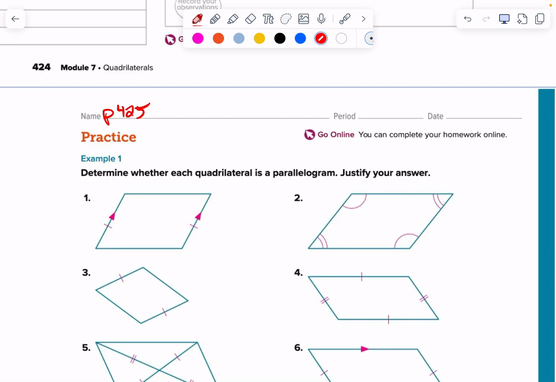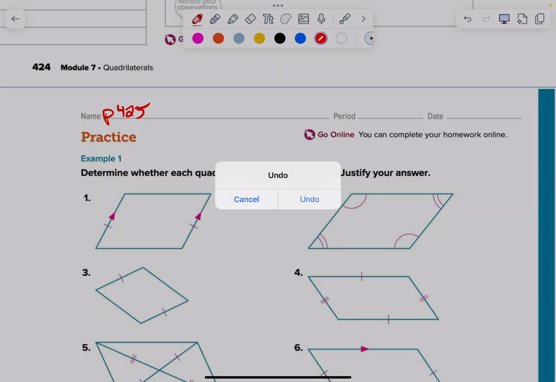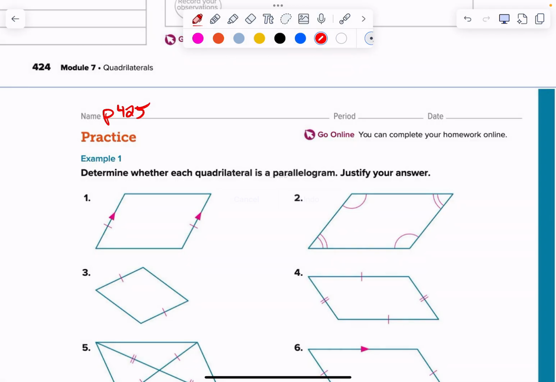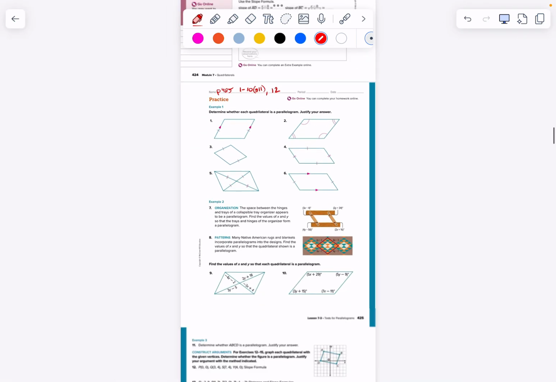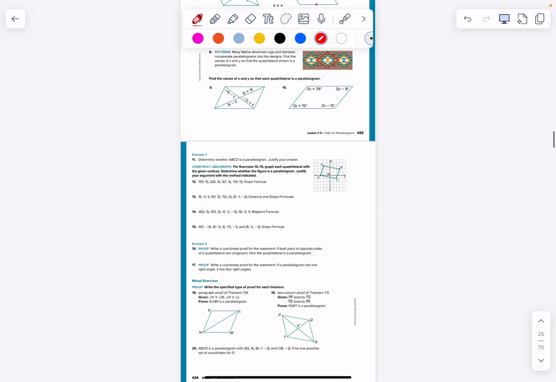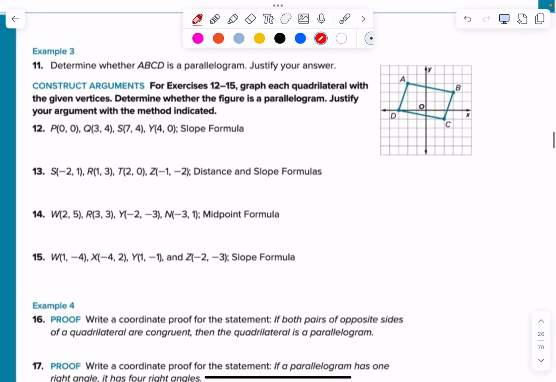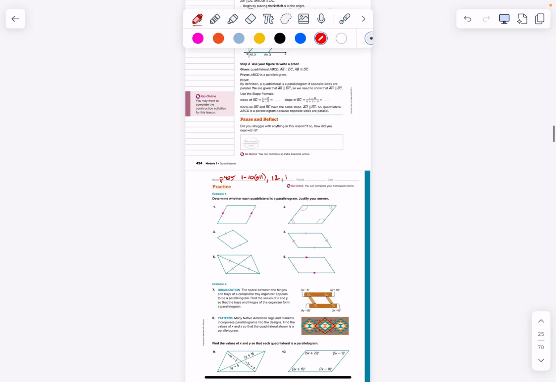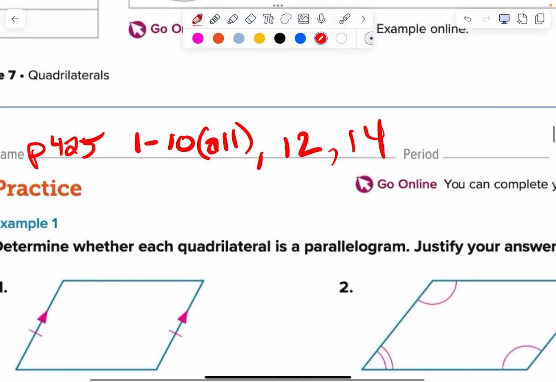Page 425. I'm clearing this. Is this 7-3? You should do just 1 through 6. 1 through 10 and number 12. 1 through 10 and 12 and 14. Sorry. Yeah. 1 through 10, 12 and 14. It's good for you. It builds character.